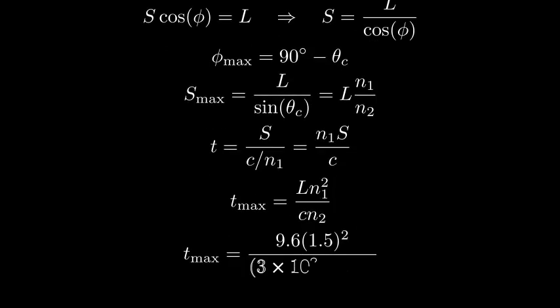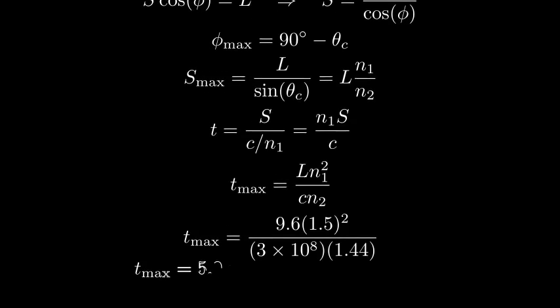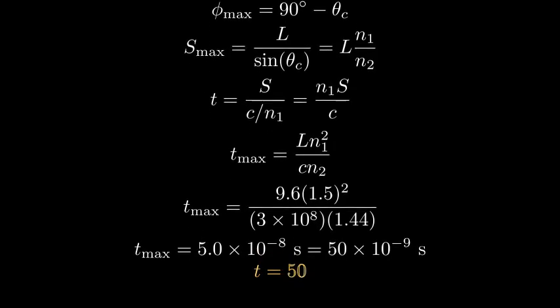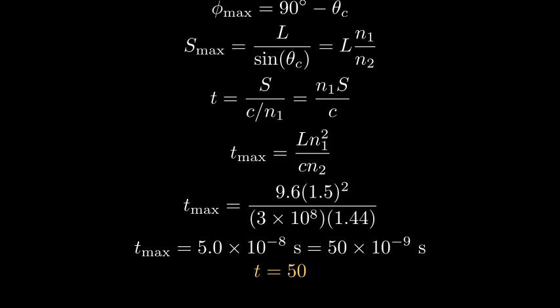This gives a time of 5 times 10 to the minus 8 seconds, which is 50 times 10 to the minus 9 seconds. So t equals 50. Therefore, the maximum time to exit is 50 times 10 to the minus 9 seconds, so the blank is 50.